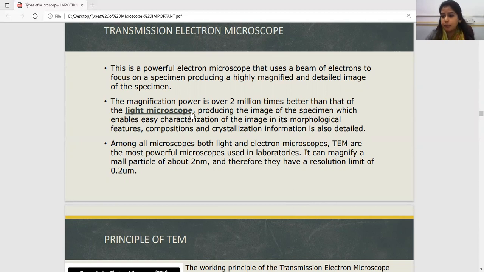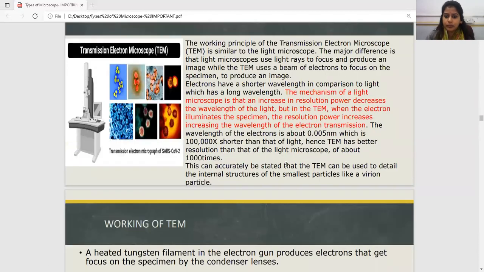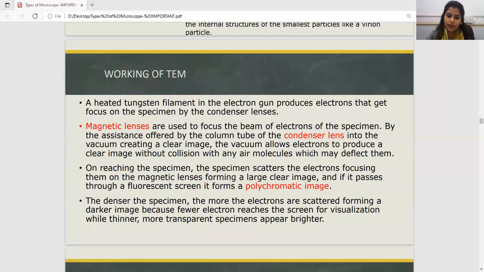It has been used as a very powerful methodology to study even a single particle, and especially in nanoparticle study, the transmission electron microscope is highly used. It produces over 2 million times better magnification than a light microscope. To compare the light microscope and the TEM, as we know, as the resolving power increases, the better the magnification, the wavelength of the light decreases. But in the case of TEM, the better the resolving power, the wavelength of the electrons is not reduced like the light in a light microscope. So the magnification is much better. That is why the magnification is very, very effective.